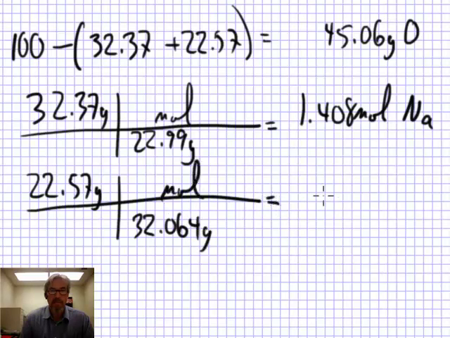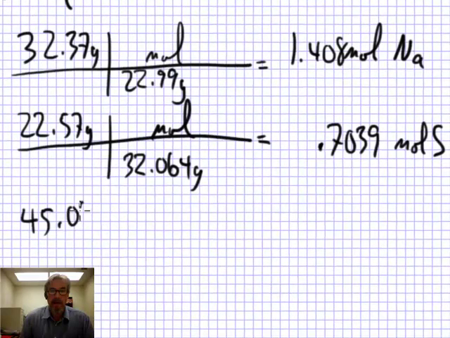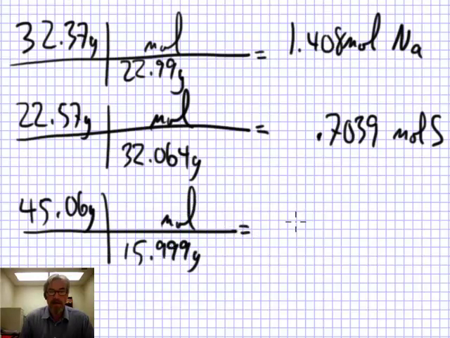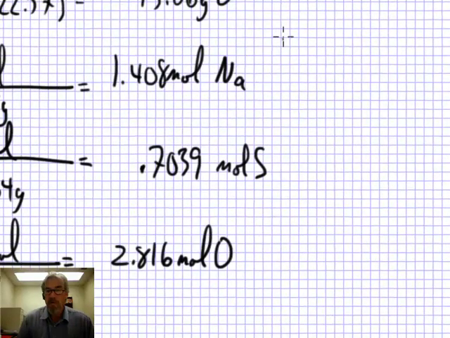And when I do this calculation, I get 0.7039 moles of sulfur. And I now know that 45.06 grams of my compound is oxygen. Oxygen is 15.999 grams per mole. And this calculation gives me 2.816 moles of oxygen. Well, most of you can see where this is going probably by just looking at the ratios and figuring out what the whole numbers are going to be. Let's do the calculation though.